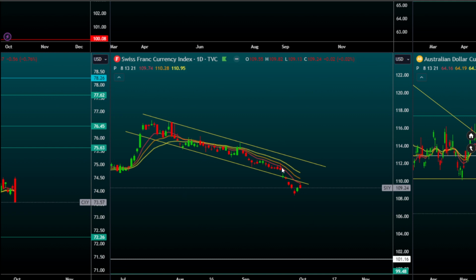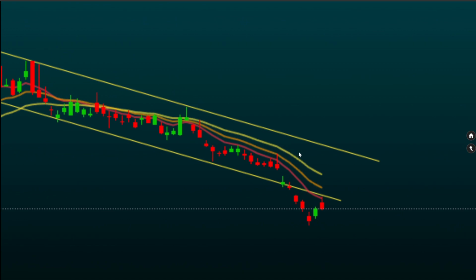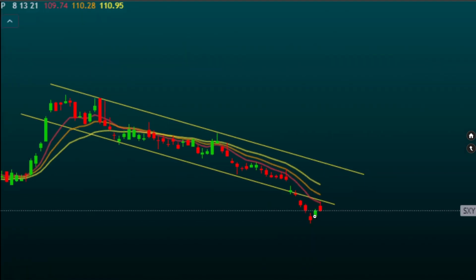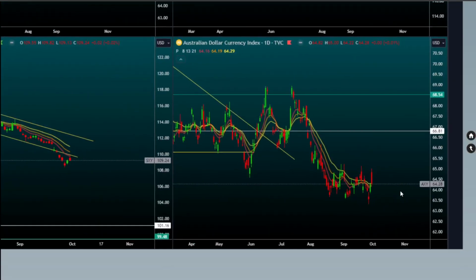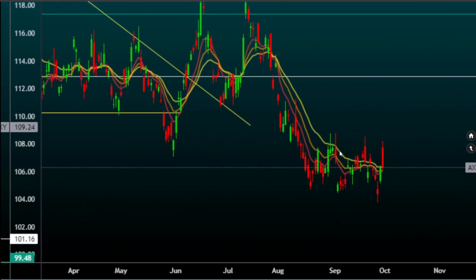As you can see, the scale EMAs, these three exponential moving averages, are holding the price very nicely. Also, we got the retest on the lower trend line of the channel, so I expect further negative movement in the upcoming weeks. And the Australian dollar is still consolidating, very similarly to the New Zealand dollar.